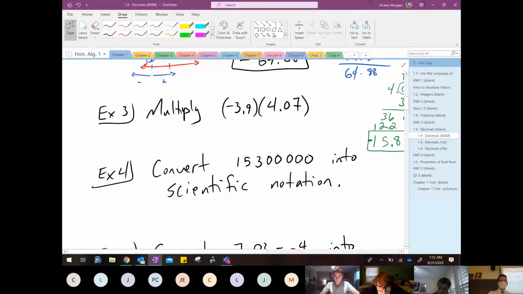All right. The notion of scientific notation is what? Okay. It's when we have to deal with really, really big numbers, or really bitty, teeny, tiny little small numbers.